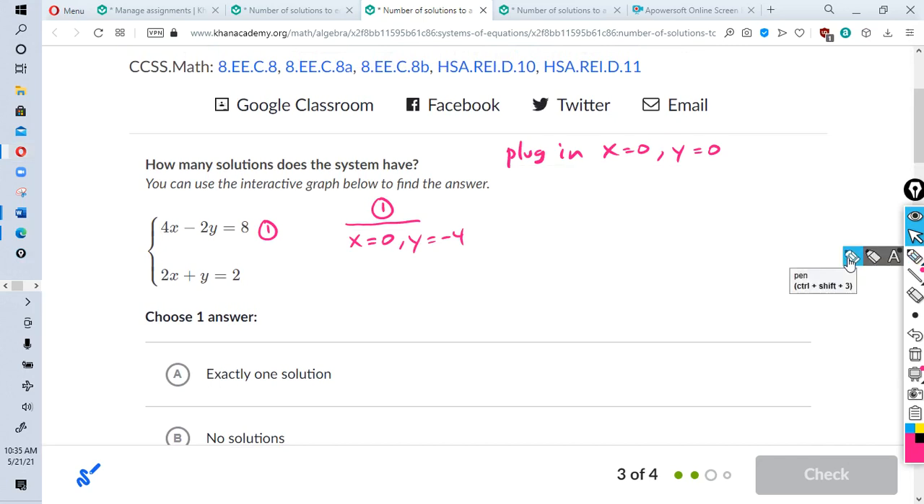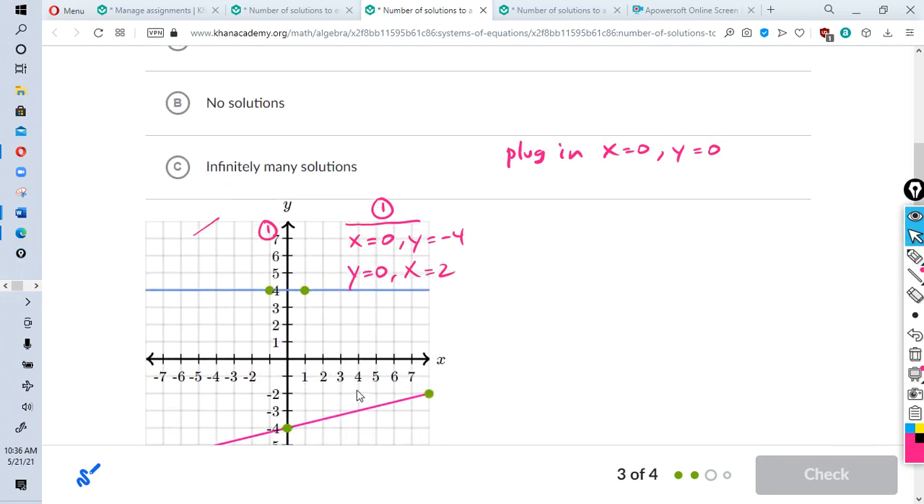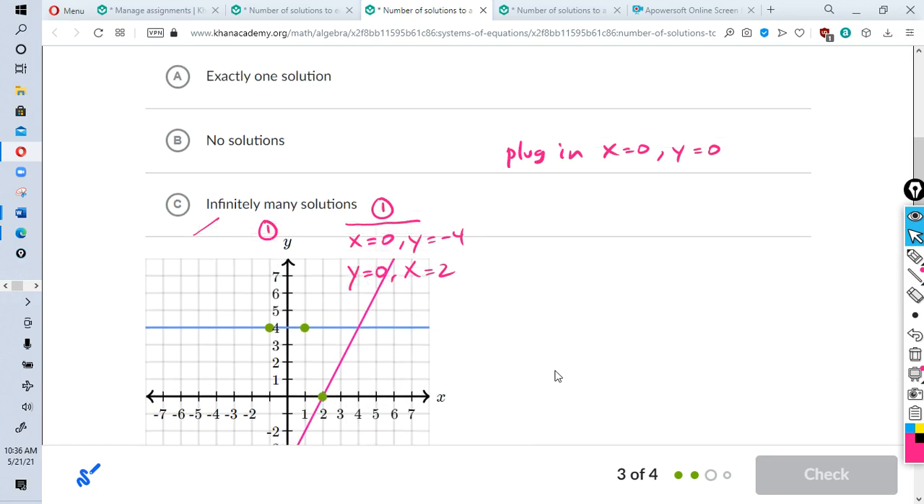So for equation 1, I'm going to do y equals 0. When I put in y equals 0, this cancels, and I get 4x equals 8. And of course, x will be 2, because 4 times 2 equals 8. So at y equals 0, x equals 2. Y equals 0 is the entire x-axis, and x equals 2, so we just go right there. So we got the first line.